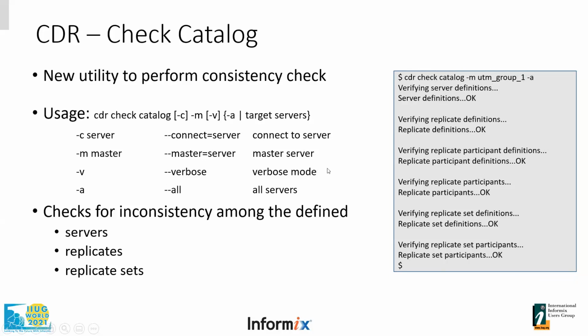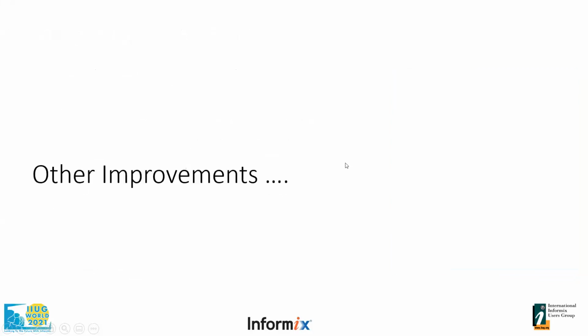instances in the ER domain, right? So that's what it's going to check for: whether the server metadata is inconsistent and whether replicates are consistent across all the servers, all the replicates and replicate sets. All these things are checked internally. It's a simple FSCK kind of tool to verify that everything is okay.